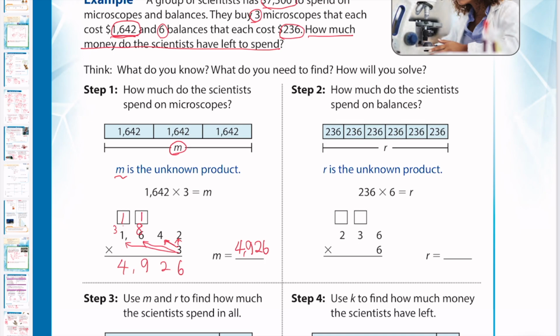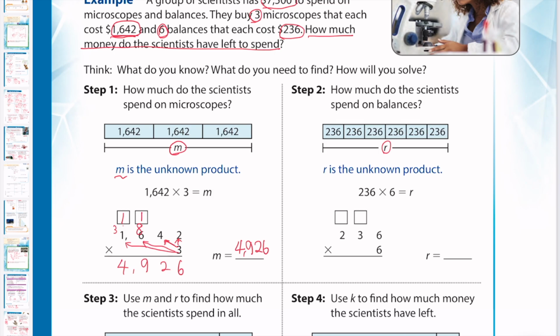And then step 2, how much do the scientists spend on balances? Now, how many balances they bought? 6 balances, and each cost $236. Now they put R as what? As the unknown product, okay? So far, but we are gonna figure it out.